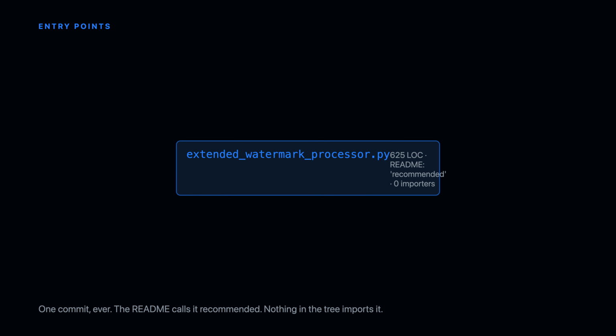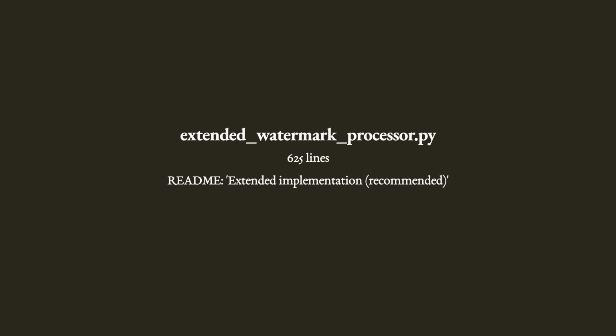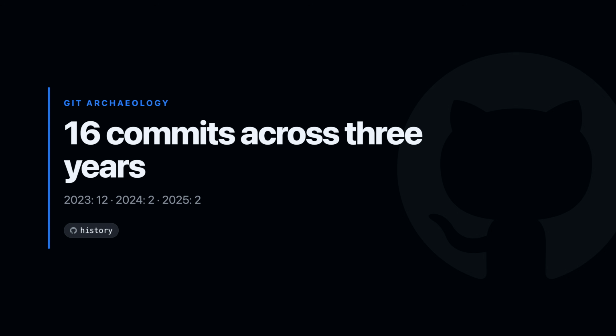And then there is extended_watermark_processor.py. 625 lines, the README calls it recommended, and not one file in this repository imports it. One more finding: 3 copies of watermark_processor.py in the tree. Root, 282 lines. Hugging Face demo copy, 280 lines, 32 differing lines. Reliability release copy, 672 lines, 592 differing lines. 3 divergent branches, none of them connected to each other.